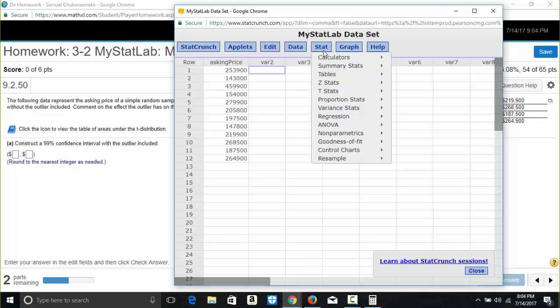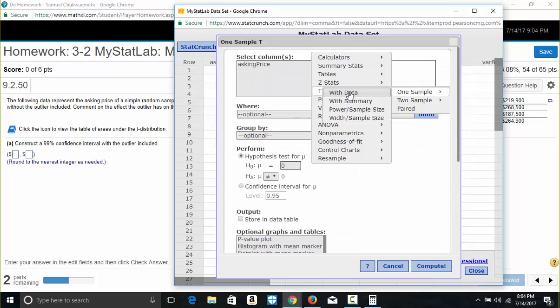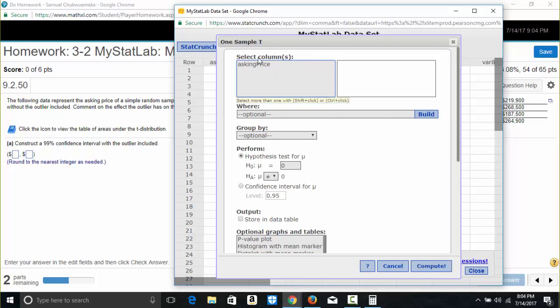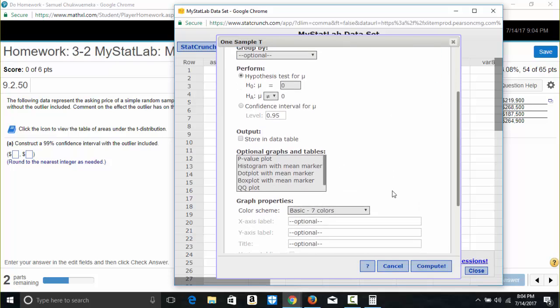So click on stats, T stats, one sample, and this is no longer with summary. This is with data because they gave us the data. So you select one sample with data. And here for the columns, click on asking price to select the column. And they want us 99% confidence interval. So click here on this radio button and put 0.99.